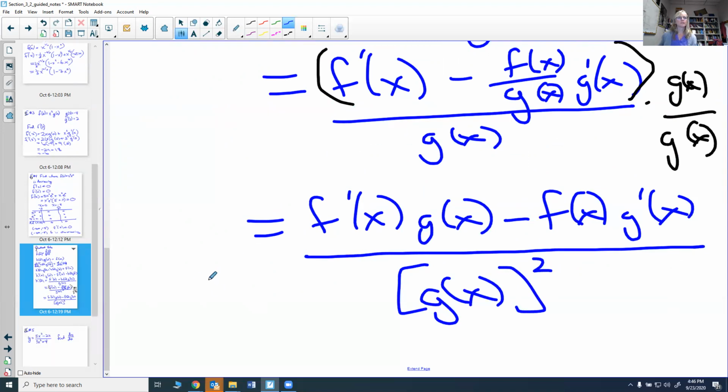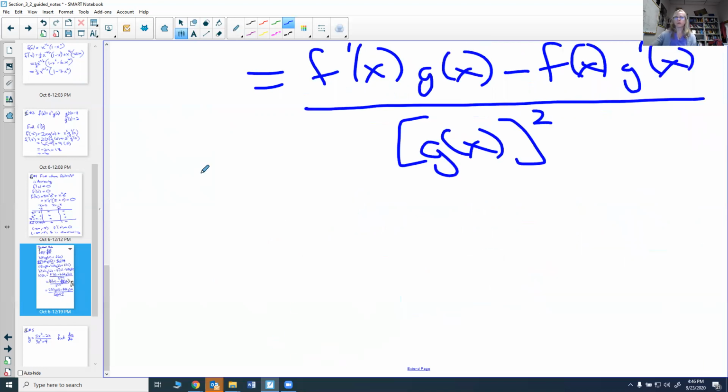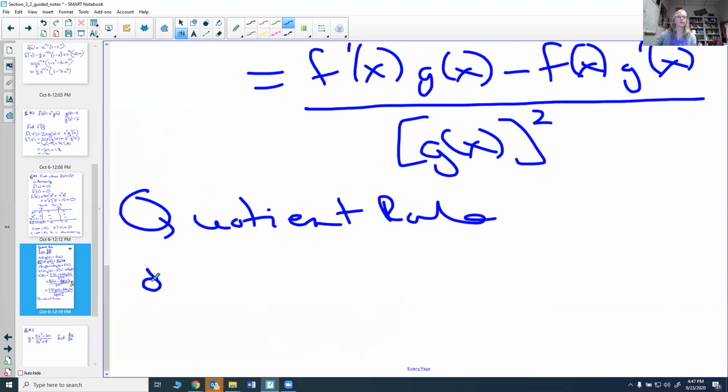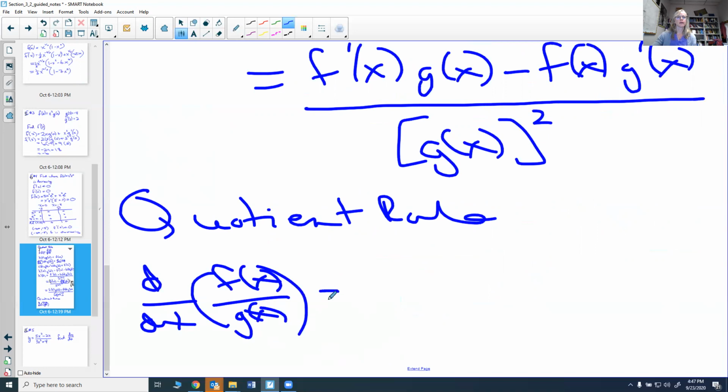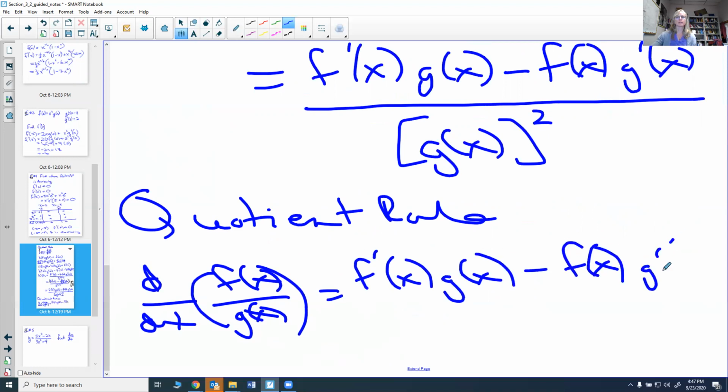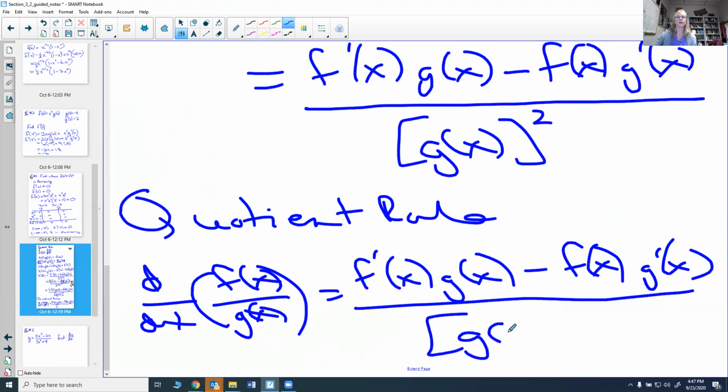So the quotient rule is just the derivative of a quotient, the derivative of f of x over g of x, is just f prime of x times g of x minus f of x times g prime of x, over the square of g of x.